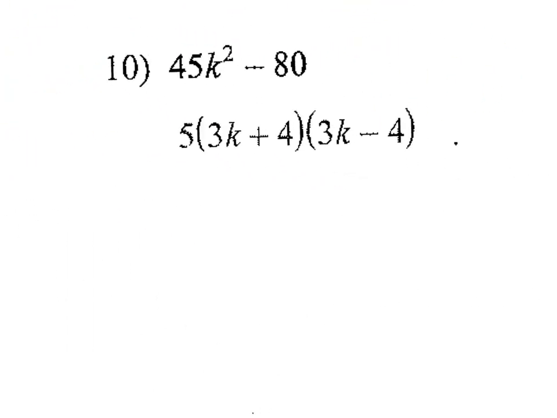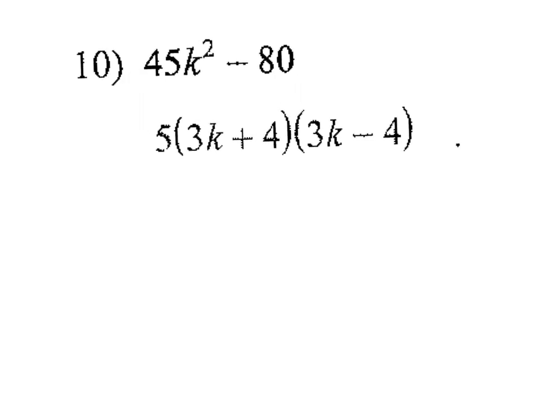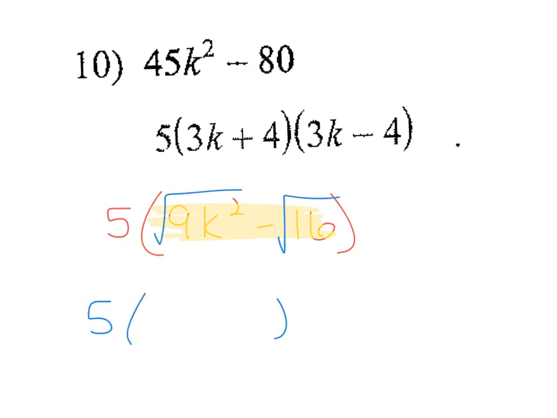All right, on number 10, did you pull a GCF? So the first thing you should have done is pull out a 5 and get 9k squared minus 16. Now, once you do that, this right here is a difference of squares. So you have to go ahead and square root this guy and square root this guy. So the 5 stays up front. The 9k squared, the square root of 9 is 3. K squared breaks to k and k. We have a plus and a minus, and then the square root of 16 is 4 and 4.